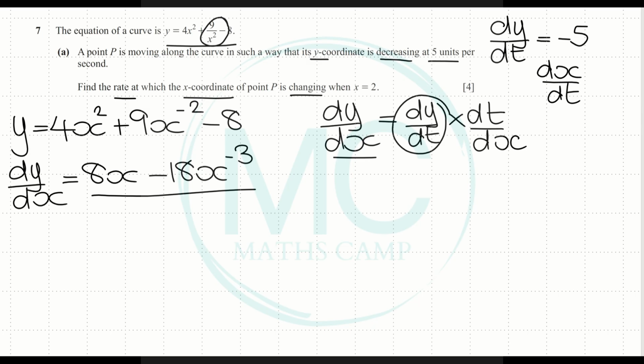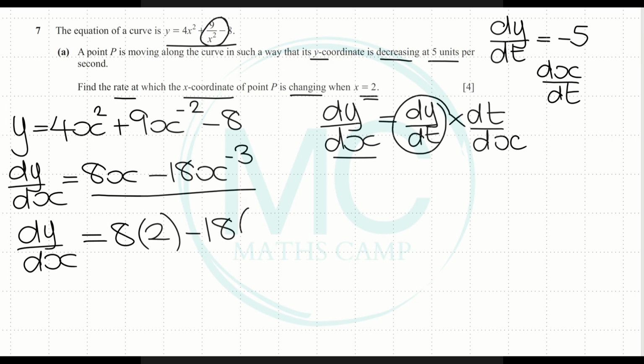The question tells us that we need the rate when x is equal to 2. So to find the value of dy over dx, we need to substitute 2 into our x values. So you can say dy over dx is equal to 8 multiplied by 2 minus 18 multiplied by 2 with an exponent of -3. And you can put this whole equation into your calculator.